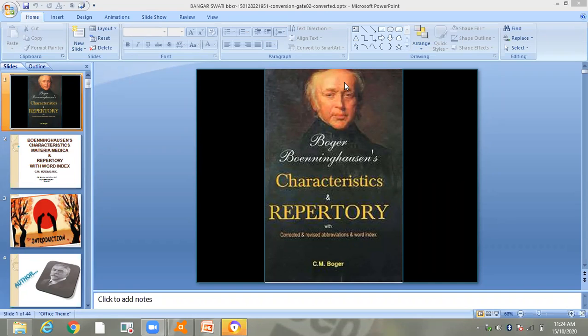Then Dr. Boger has used similar rubrics in different sections. So, in this form, it may create confusion for the beginners.